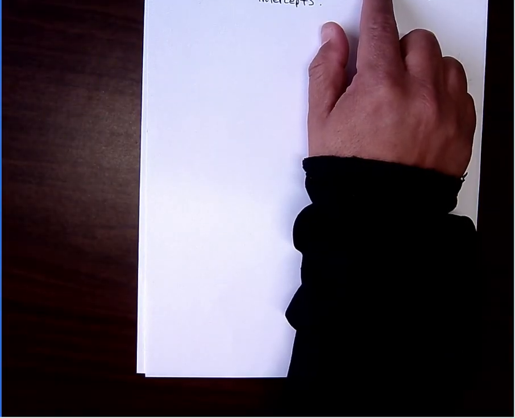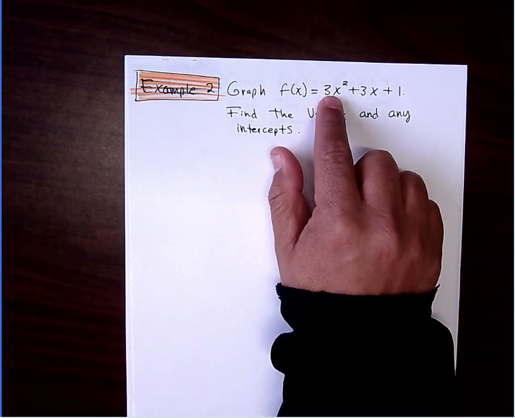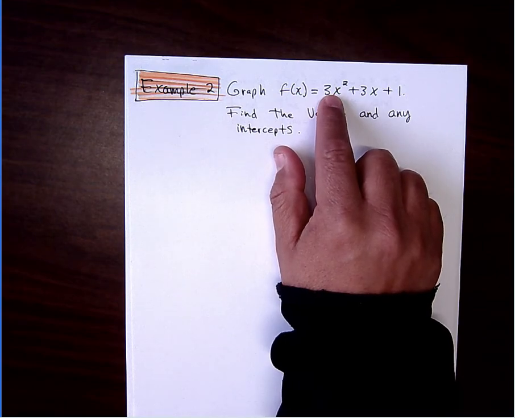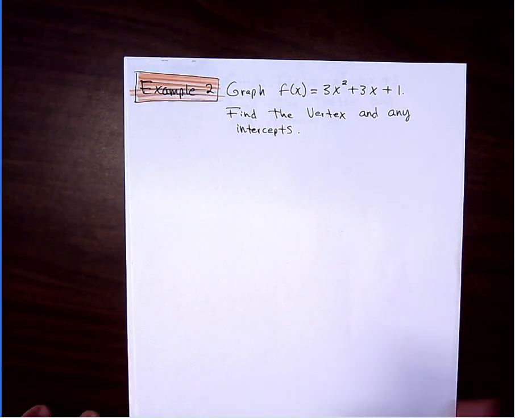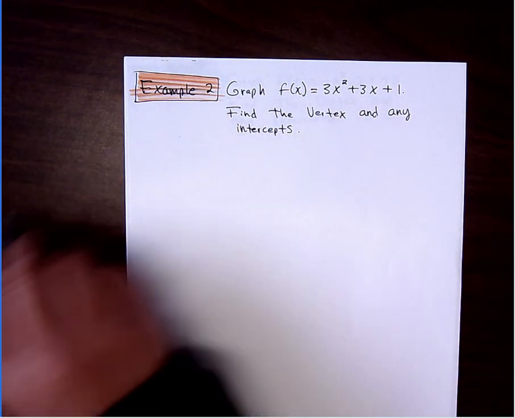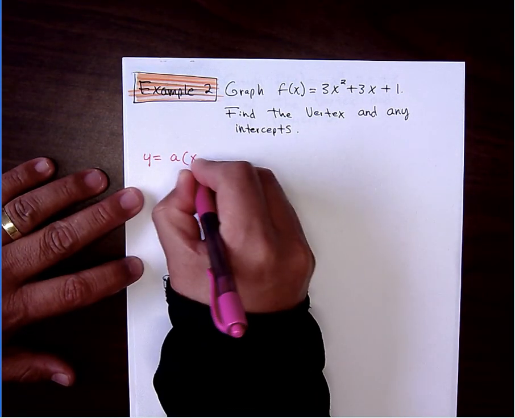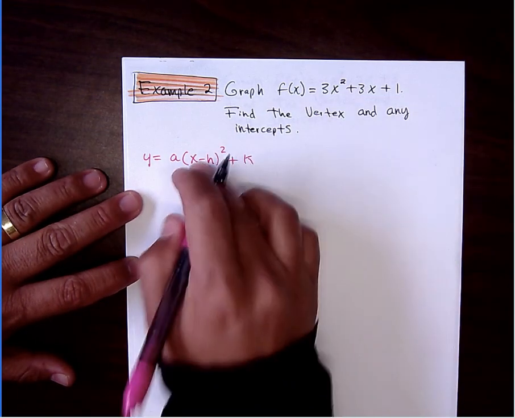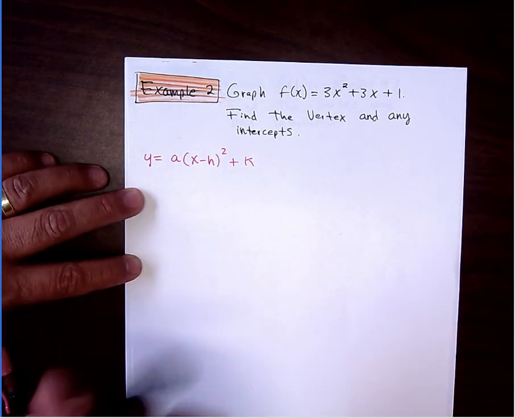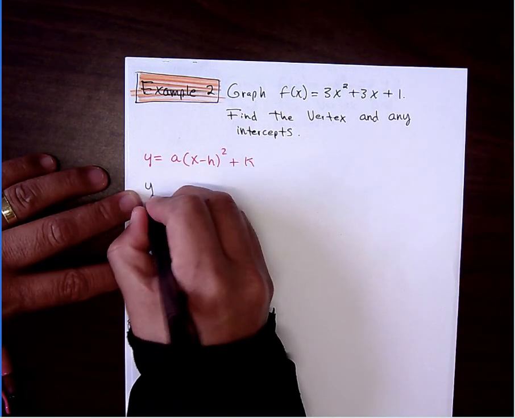So example 2 would be graph again, this one, and it's the same process as the other one. The only difference here, let me actually do it. So again, we need to make this look like this: x minus h squared plus k. So we wanted this to look like that. So I'm going to make that a y instead of f of x.